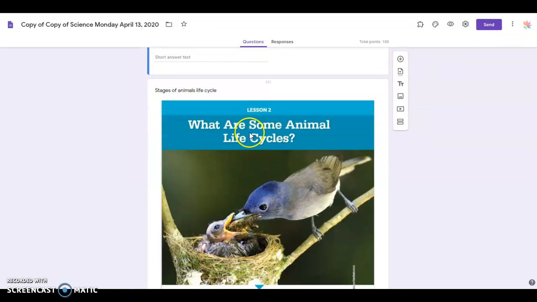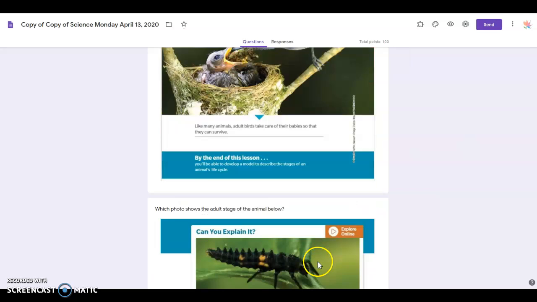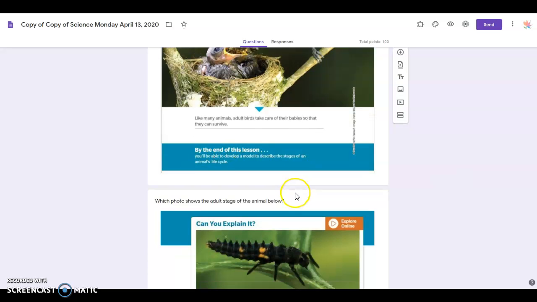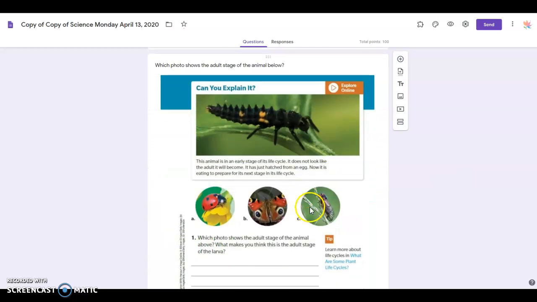So here, boys and girls, this week we're going to be learning about stages of animal life cycles. So what are some animal life cycles? By the end of the lesson, you'll be able to develop a model to describe the stages of an animal's life cycle. So here on the first slide, the question is, which photo shows the adult stage of the animal below? The first thing you have to do is read, boys and girls. You have to read through the page before you answer anything.